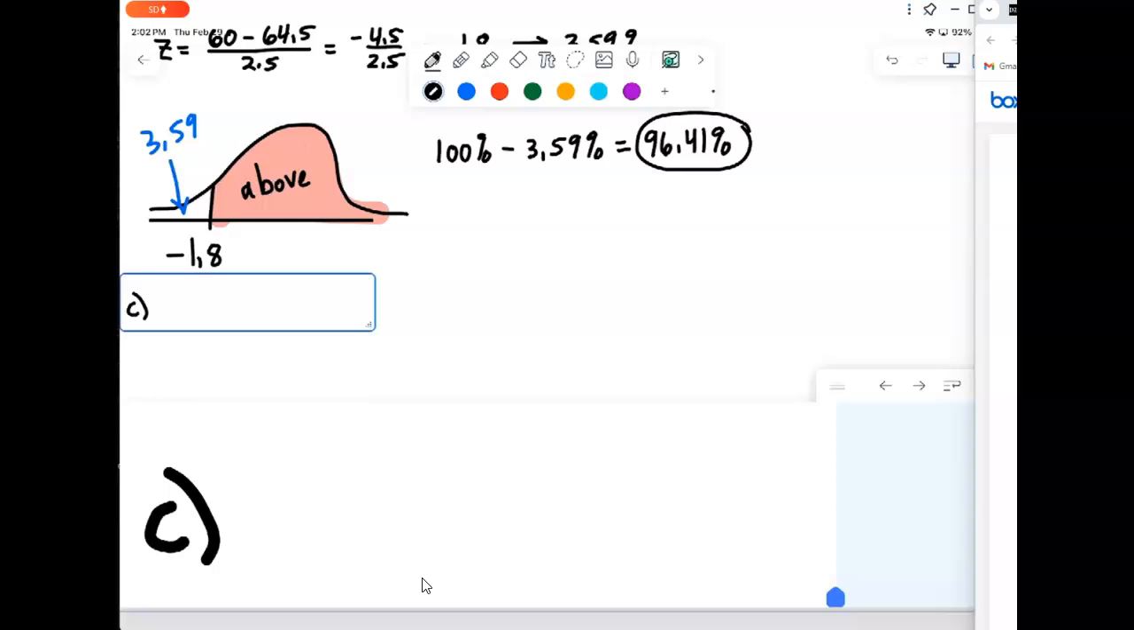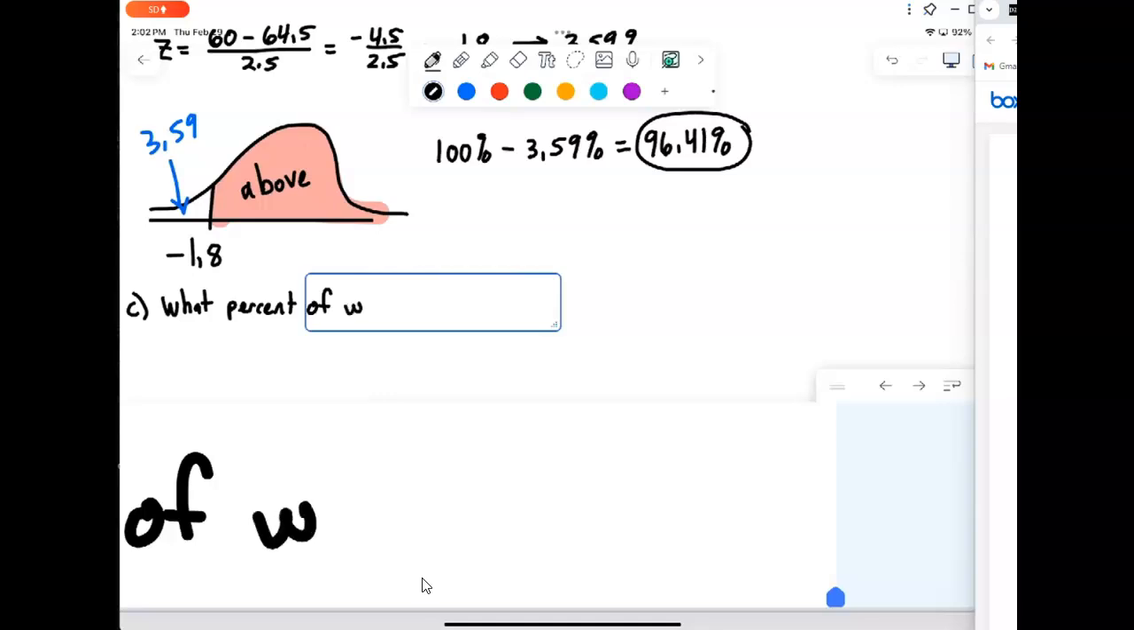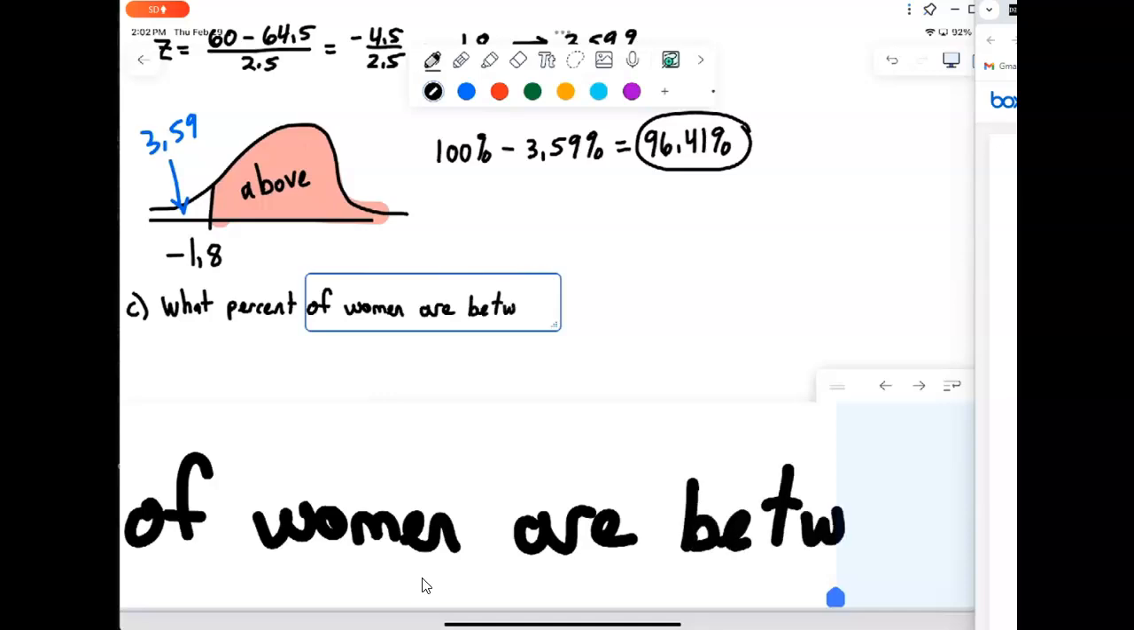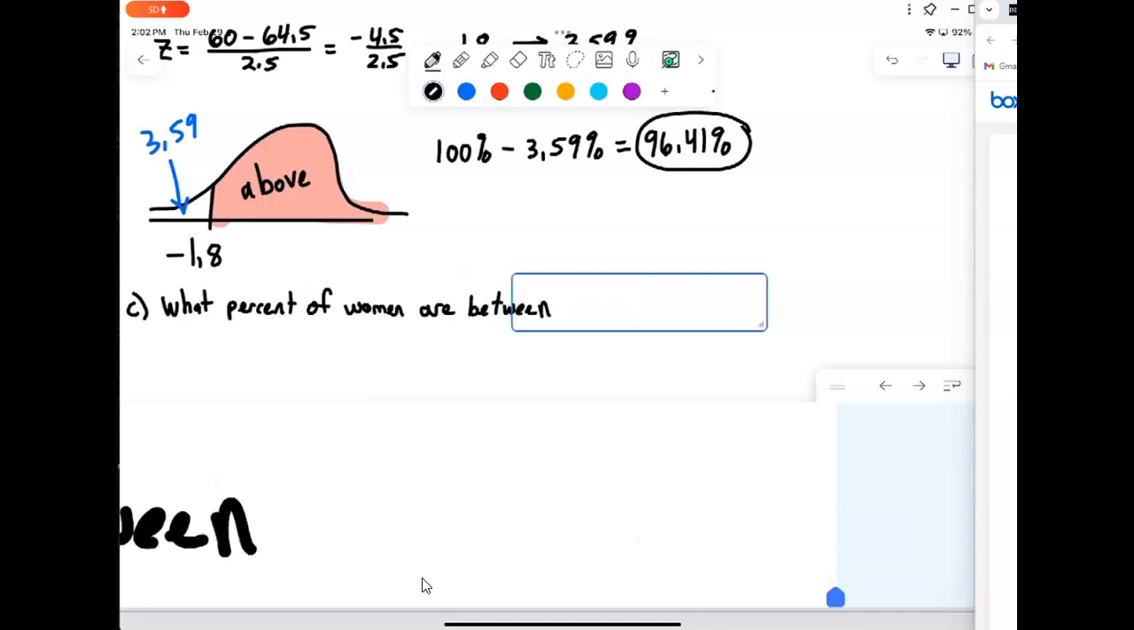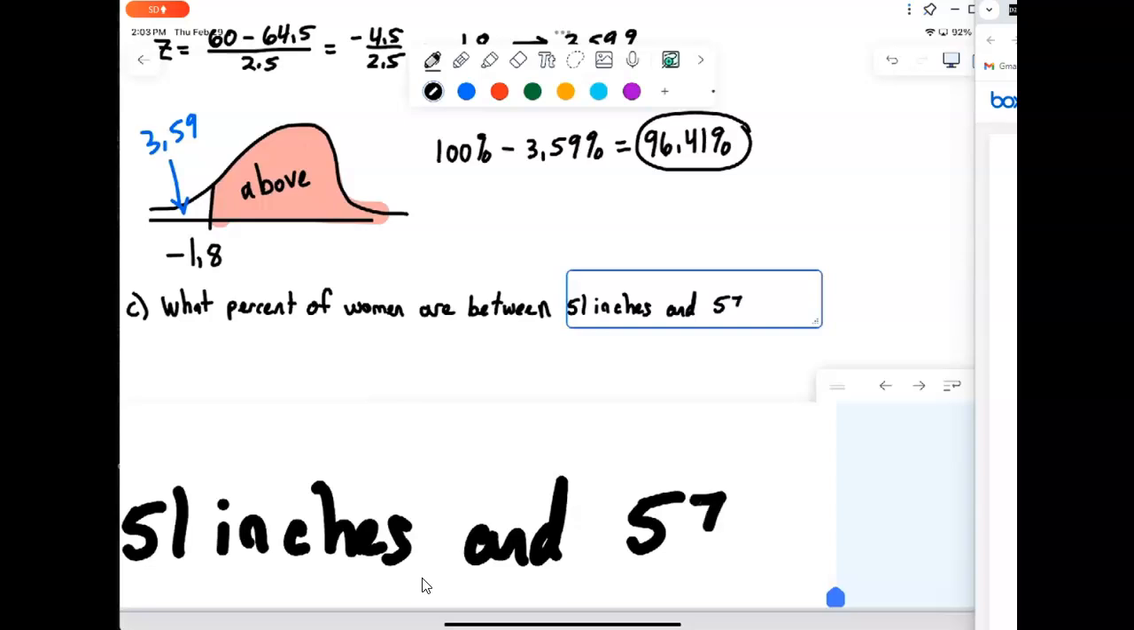So let's ask, what percent of women are between, let's say, 51 inches and 57 inches.